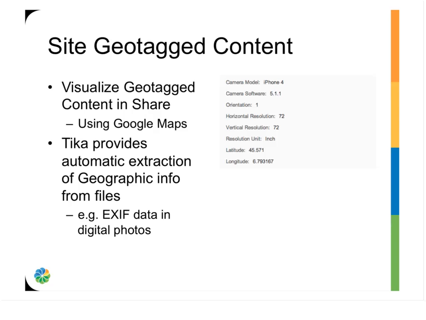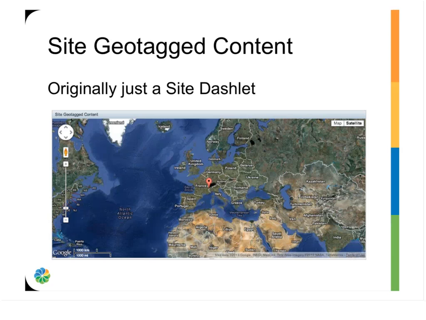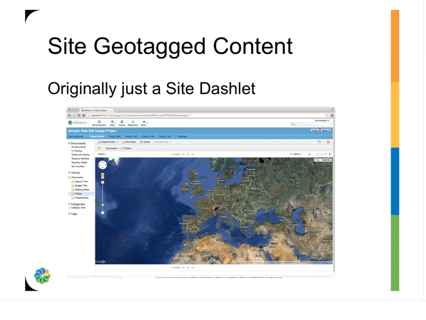And specifically, it uses Google Maps to do this. That's what the dashlet looks like here. Originally, it was just a dashlet. It was a site dashlet here, and that's all it provided. So you see one pin there. Actually, I think it's a couple of pins, but you can't see them because it's not quite zoomed in enough on that picture. But the idea of the dashlet is that it displays all of the items that are in that site on the dashlet that you have on your site dashboard. So that's originally what the Site GeoTagged dashlet provided.